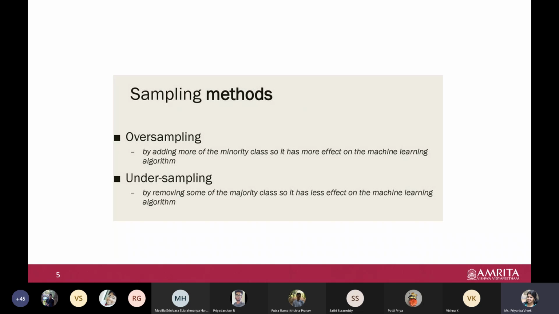So now the basic approach that is usually tried is sampling methods.